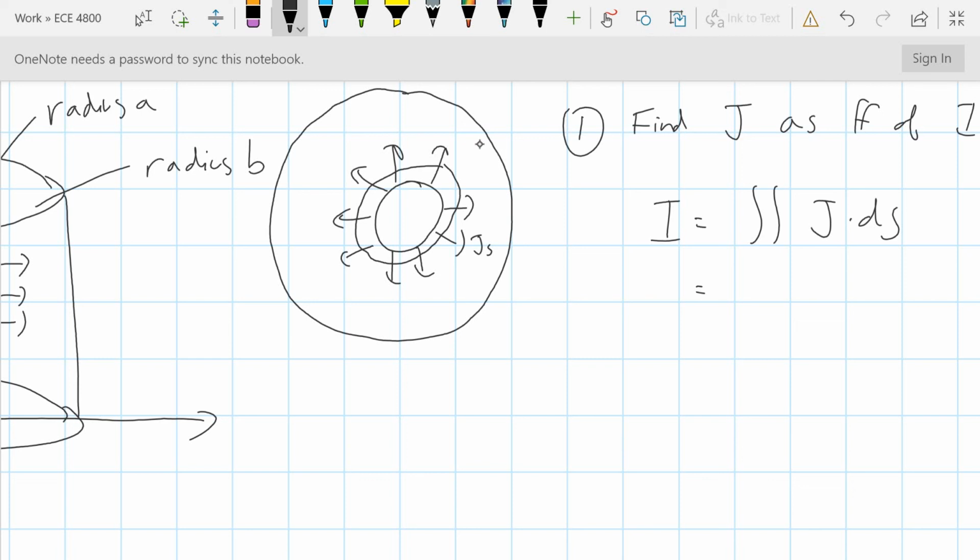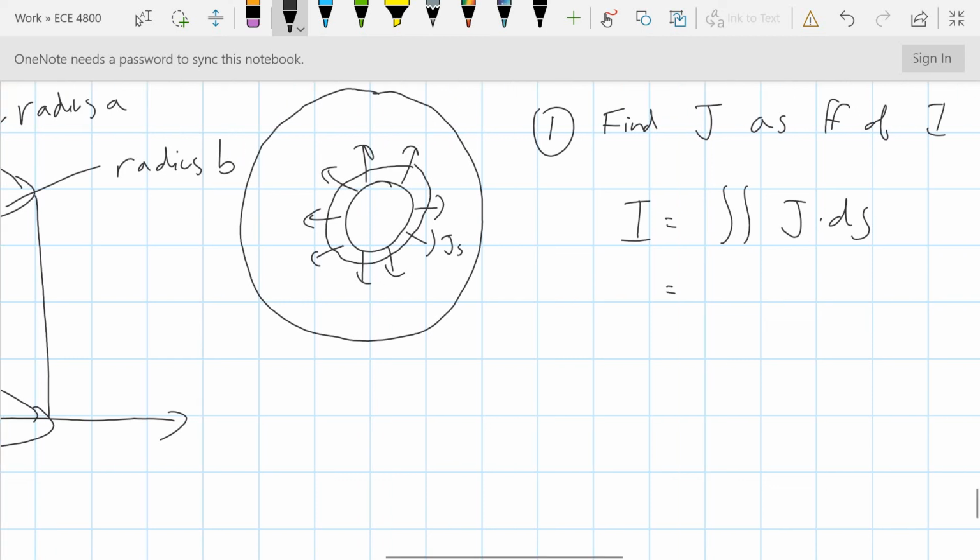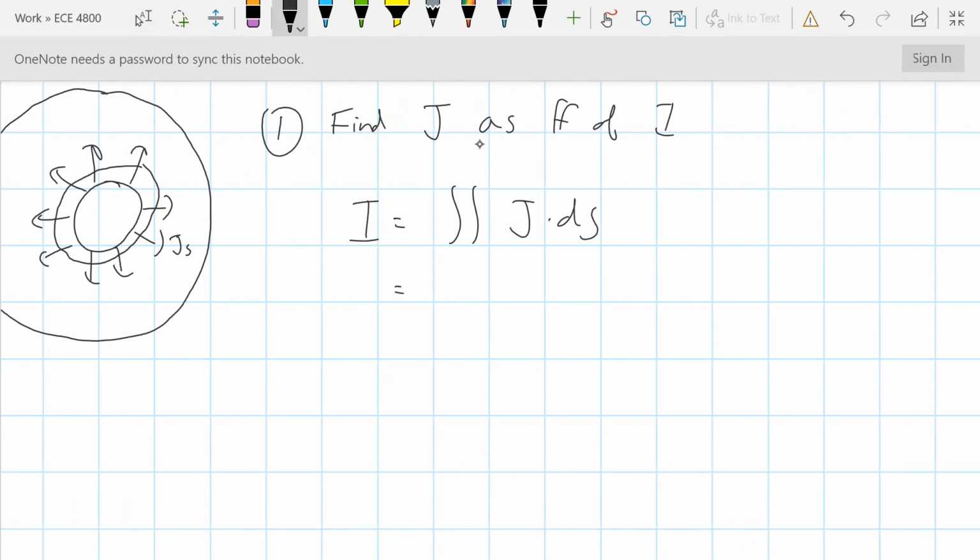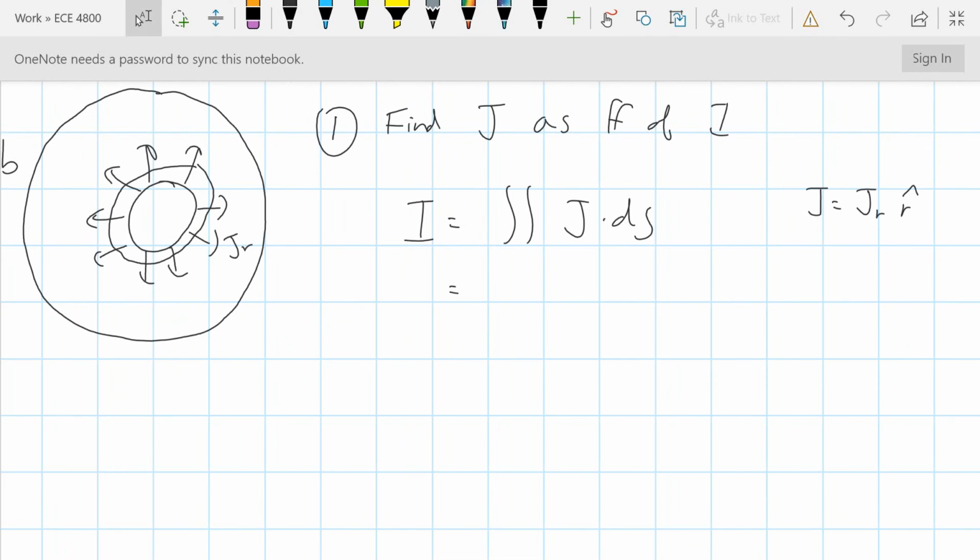So what are the two variables you're going to be integrating? Y and Z. Correct. So J is going to be some kind of, we can call it J_r times r hat. This is similar to Gauss's law, okay? We know due to symmetry that the current density is going to be the same everywhere along this cross-section, right? You agree that the current density vector here should be the same as the current density vector on the other side. All right, so that's why we're going to call that J sub r.